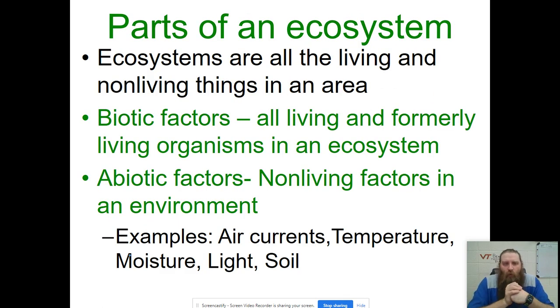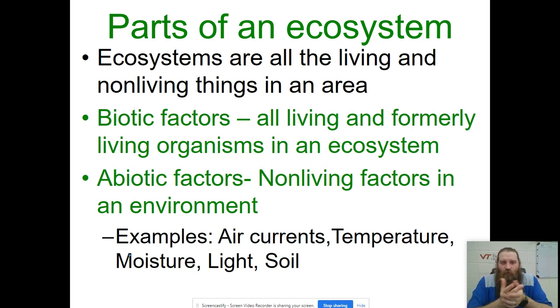So, some ecosystem parts that are going to come into play with this. The ecosystem is all the living and the non-living things in an area, right? We've already talked about that. Two ways we might describe that are biotic factors and abiotic factors. Remember that A in front of a word means the opposite of. So biotic means living factors. Bio means life. Abiotic would mean non-living factors.